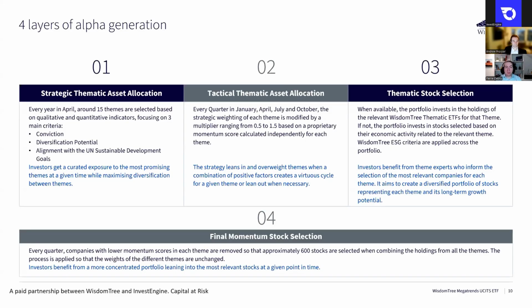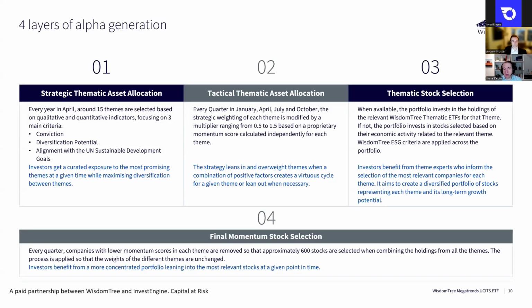The second layer is what we call the tactical thematic asset allocation. Every quarter, we look at the themes we have selected for the year, and we are going to overweight or underweight those themes depending on the current market conditions. So if a theme is particularly hot at a given point in time, we'll want to overweight it. If a theme is a little bit cold at a given point in time, we'll want to underweight it, right? And so this tactical overlay is meant to lean into the sentiment around the different themes, because a lot of those themes are sentiment driven, right?